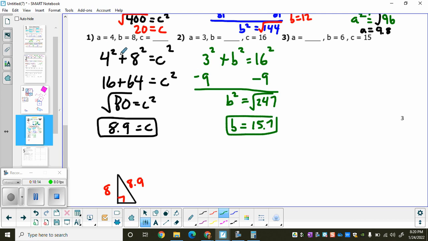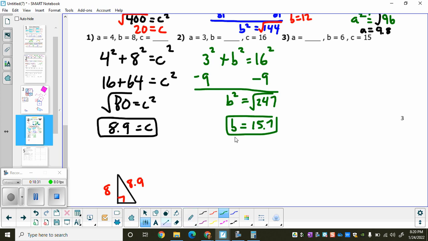Remember, if you have 2 legs, you just get to square them, add them up, and then take the square root. If you are missing a leg, like a pirate, you're just going to do the hypotenuse squared minus the other leg squared, and then you hit the square root.